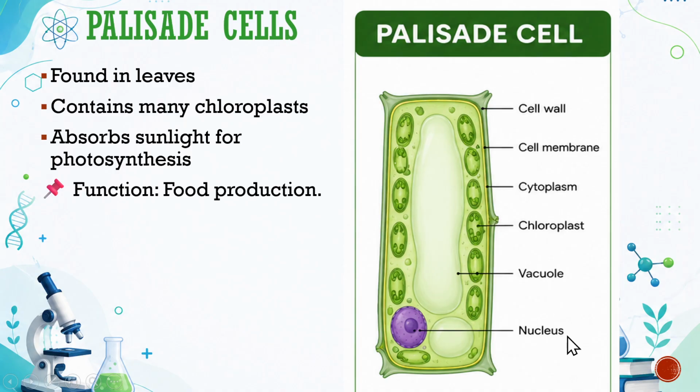It is typically found in leaves, and that's where we see that the leaves are green because of the chlorophyll, and leaves are the part where photosynthesis takes place, generating the energy for the plant to live. That's all about the palisade cell.